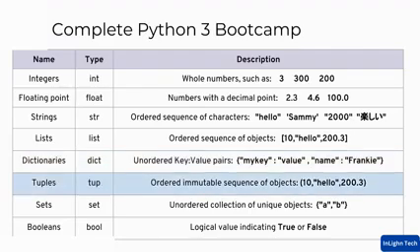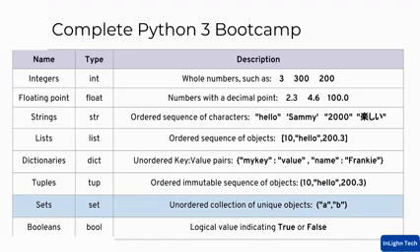After dictionaries, we have tuples. Sometimes they're also called tuples. And these are ordered immutable sequences of objects. They look a lot like lists, except they have parentheses, and they're immutable, meaning you cannot change an object that's already in that sequence. So we'll be discussing what immutable means in a lot more detail when discussing tuples.